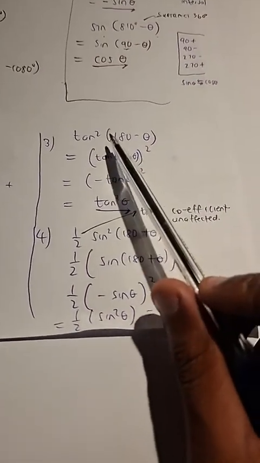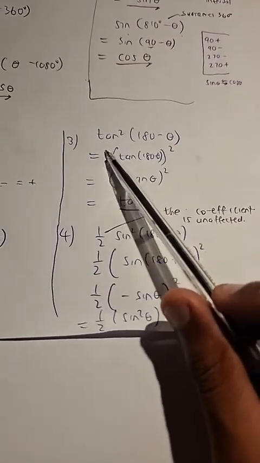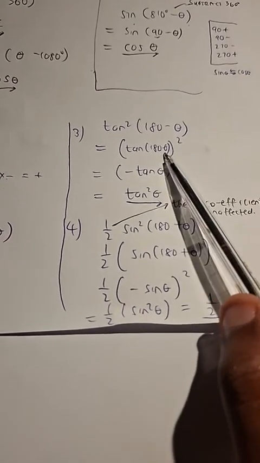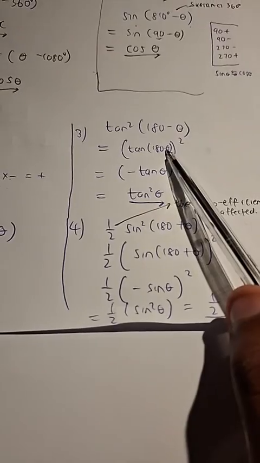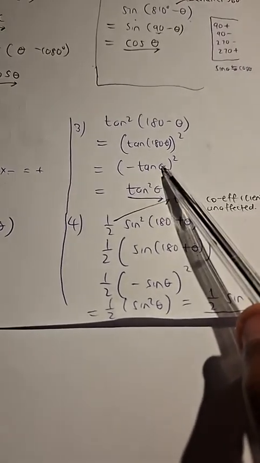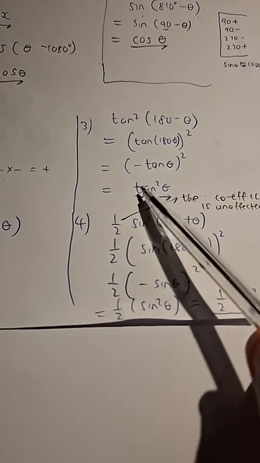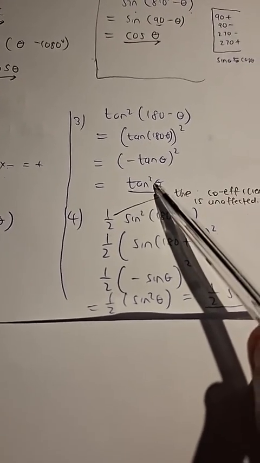3 and 4, tan squared of 180 minus theta, same thing. You put the square around the entire trig ratio. You evaluate the trig ratio. 180 minus theta is in the second quadrant, tan is negative, and then you apply the square. That negative becomes positive, so the answer is tan squared theta.